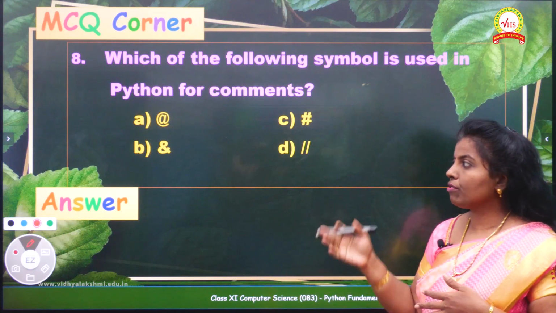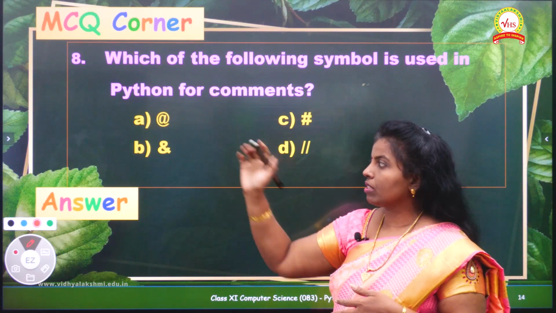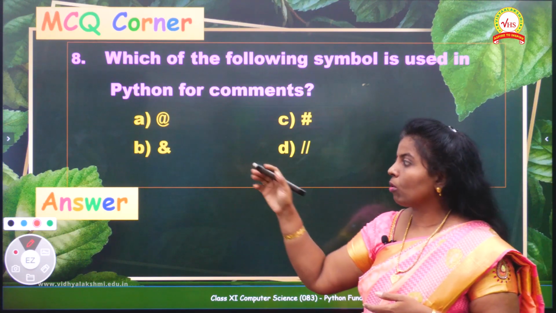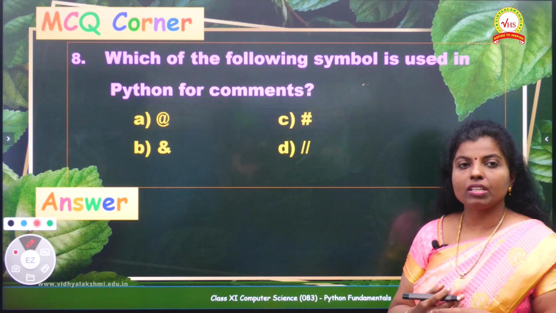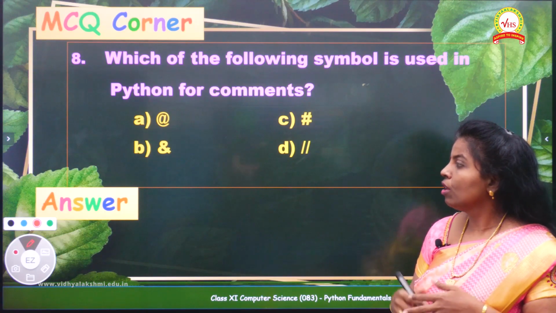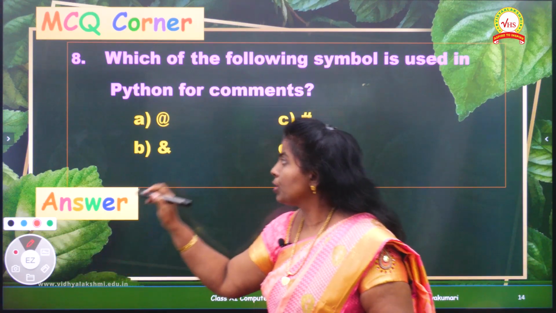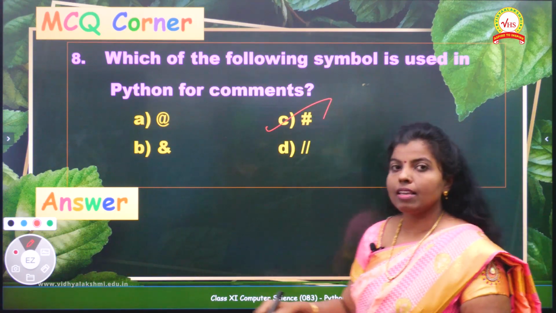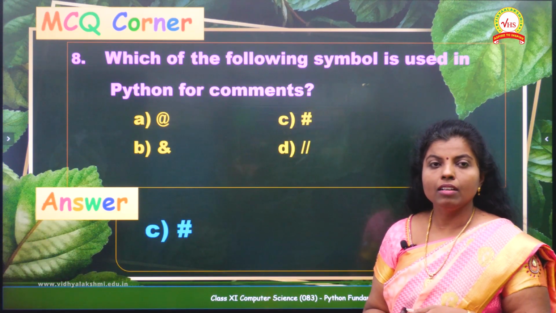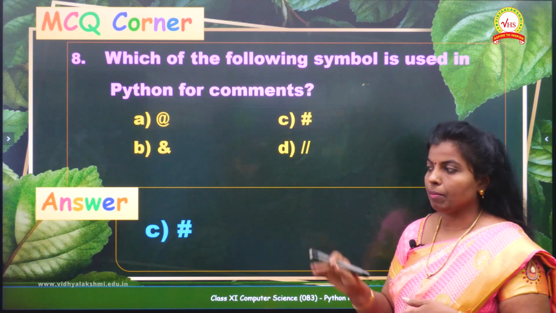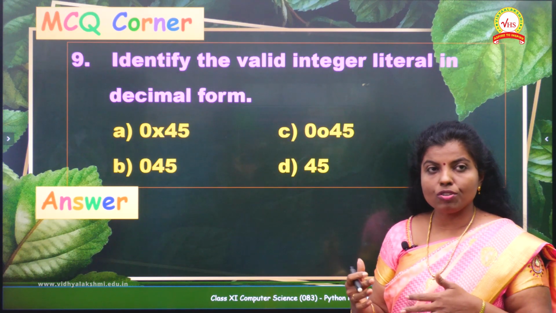So according to that, if you see all these options, the first option is the @ symbol, the second option is the and symbol, the third option is the hash symbol, and the fourth option is double forward slashes. So our answer is going to be option C, the hash symbol. So let us see our answer. It is option C, the hash symbol. Now let us move on to the next question.